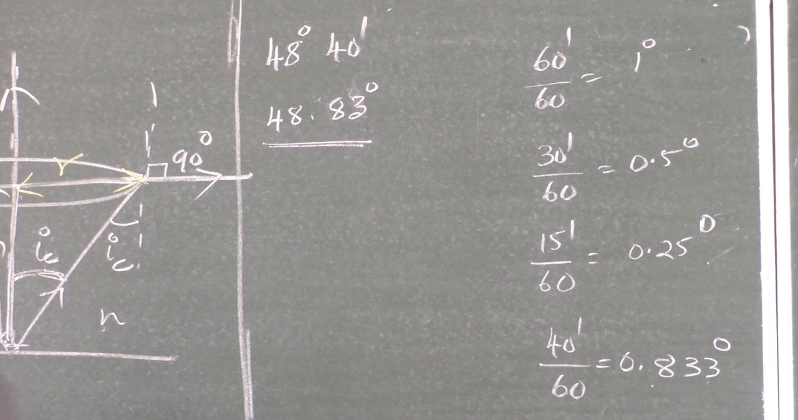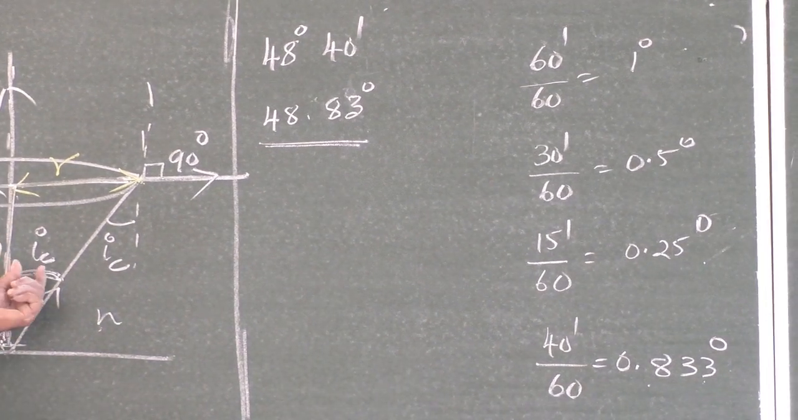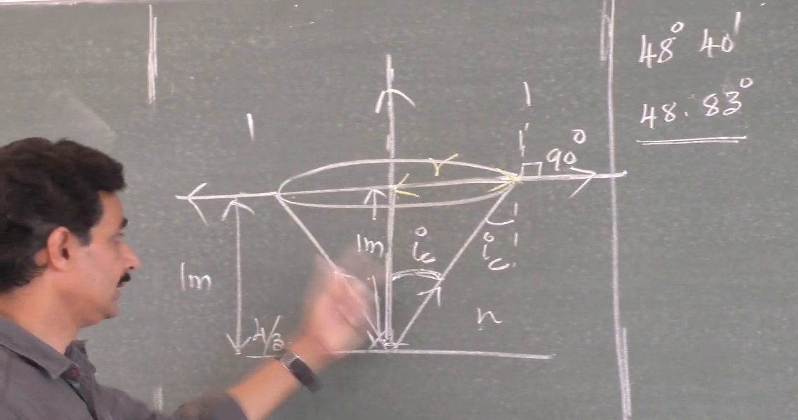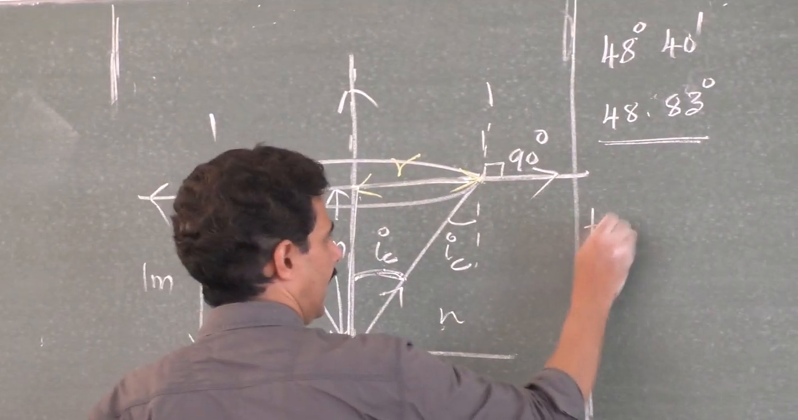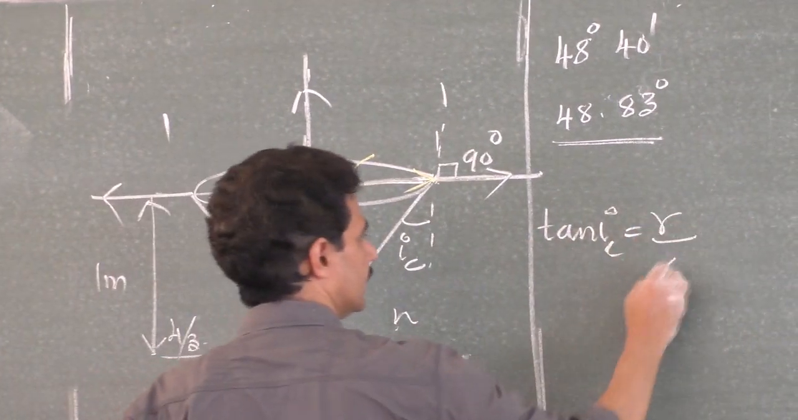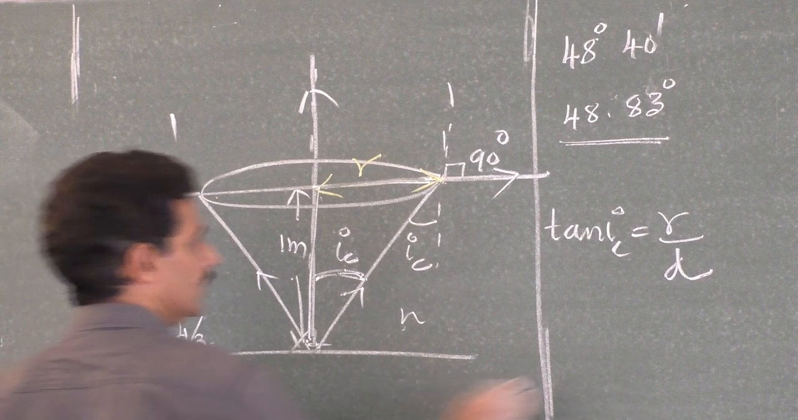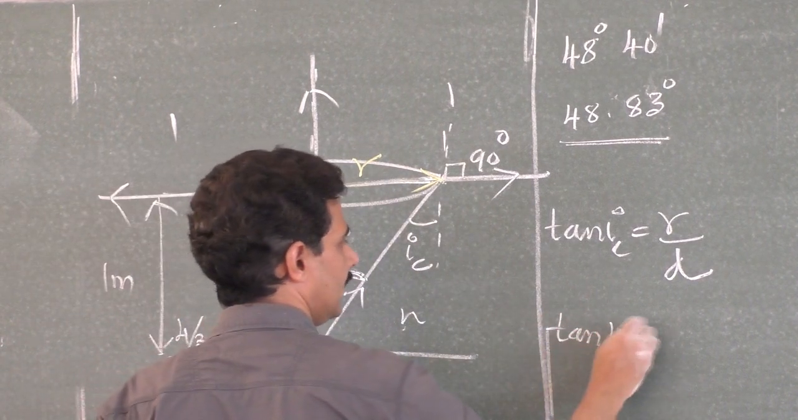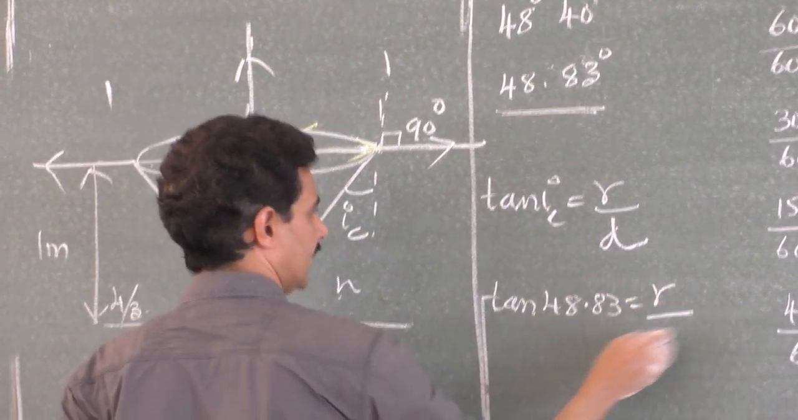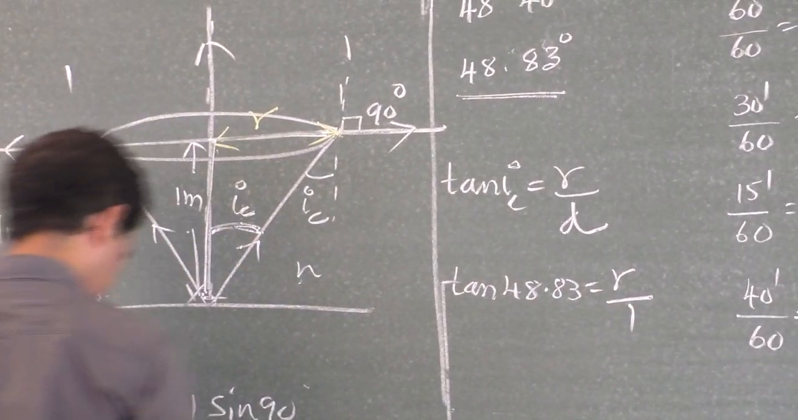Now that is IC, correct? Now how to get the radius, diameter? Tan IC I would follow. Tan IC is equal to opposite side divided by depth, this one. Tan 48.83 is equal to opposite side divided by depth, which is 1 meter.